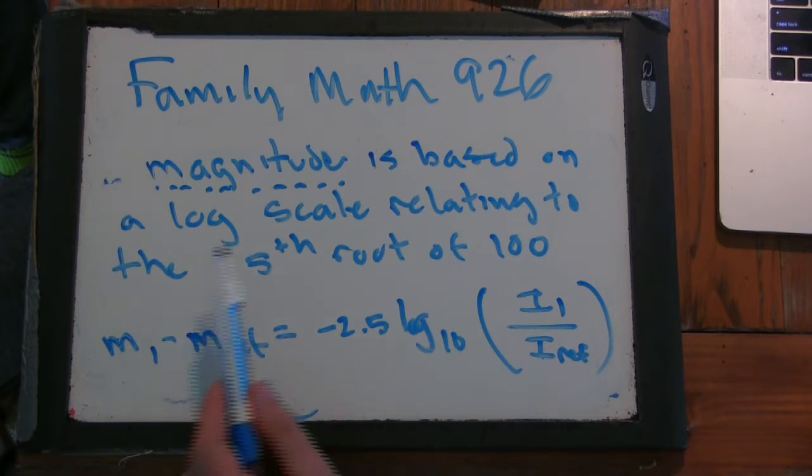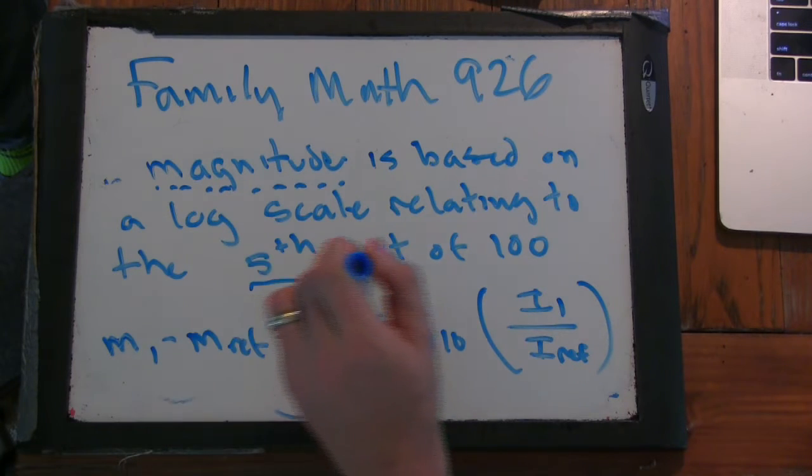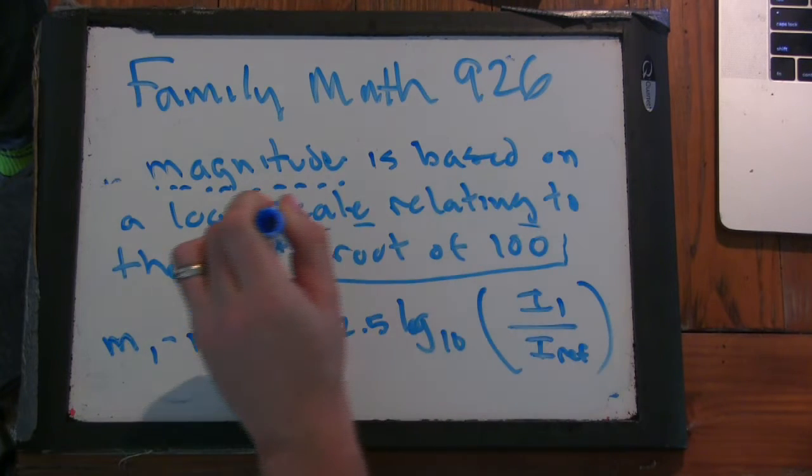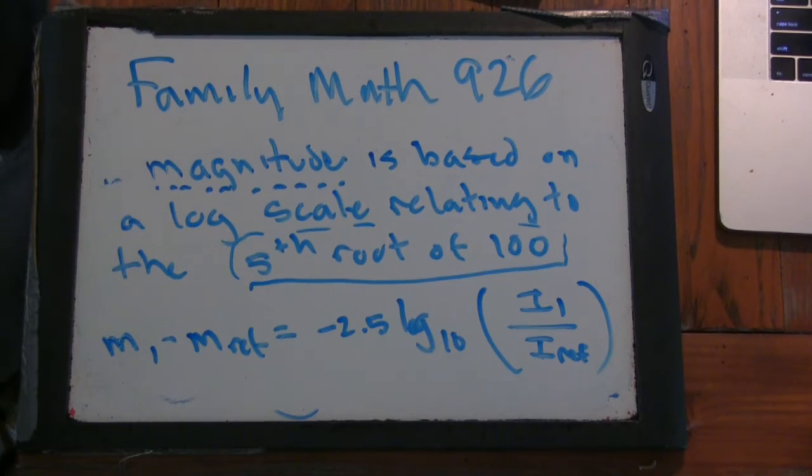The scale turns out to be based on the fifth root of 100, which is somewhat curious. I don't really know the history of why the fifth root of 100 was chosen, but it does make for an interesting initial talk, and then we'll look at some of the objects on the Wikipedia page and what their magnitudes are.